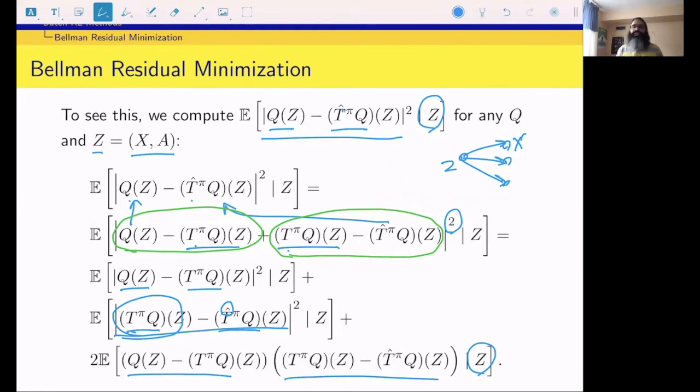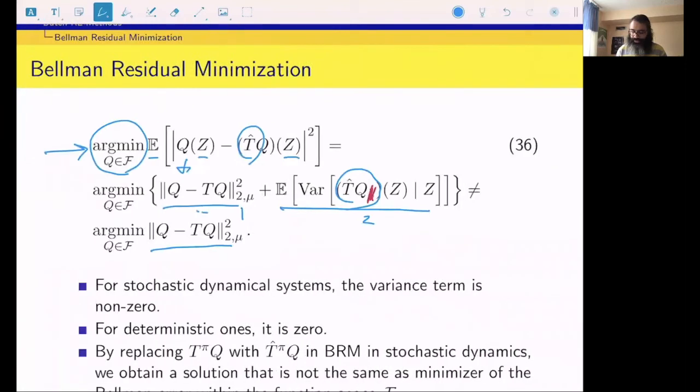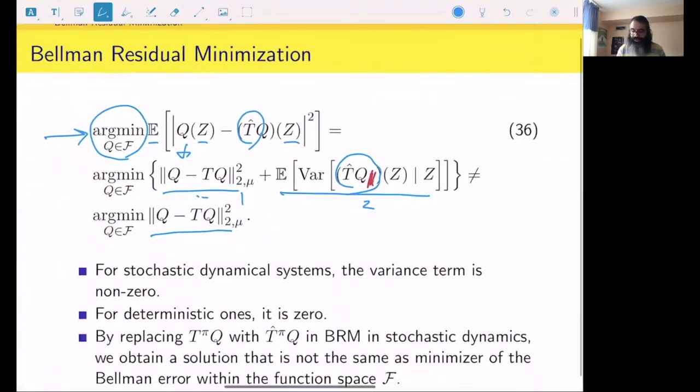But there is one important point here: the variance depends on Q. This is the important part, because if the variance was not a function of Q, it would not change the optimization.